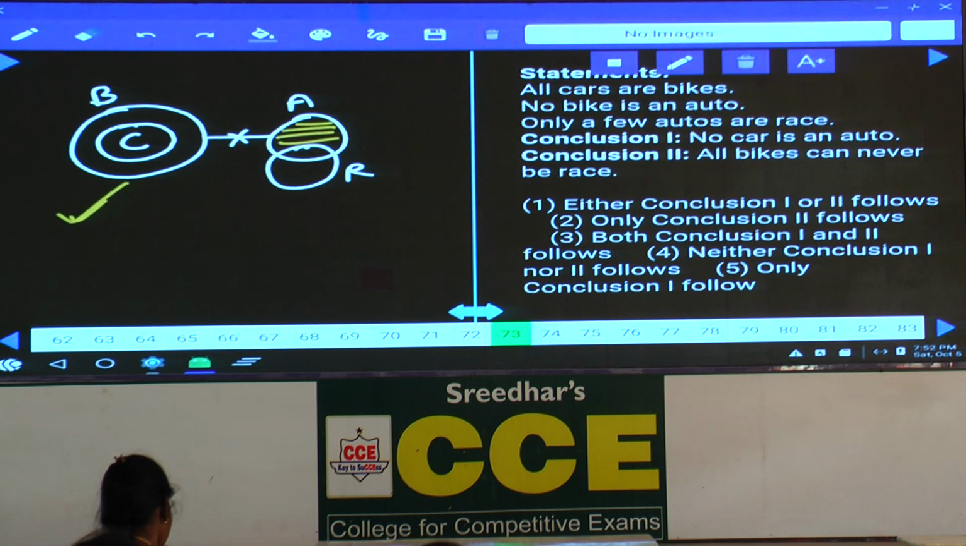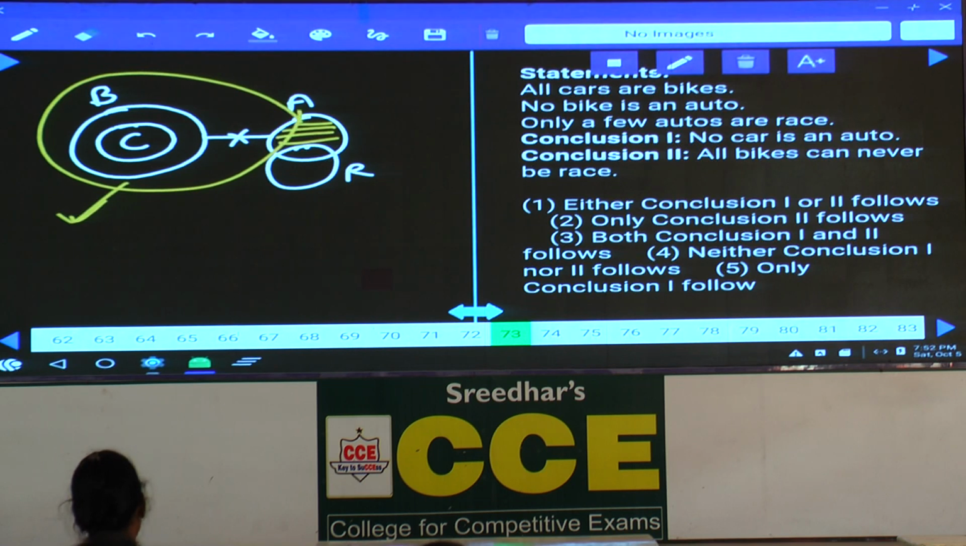Then coming to the next one, second one, all bikes can never be race. Now in order to prove this one false, I need to prove all bikes are races or not. Yes, I can draw like this. For me it is possible. His claim that it is not possible is wrong. Then what is your answer? Only 1 follows, that is given in choice 5.